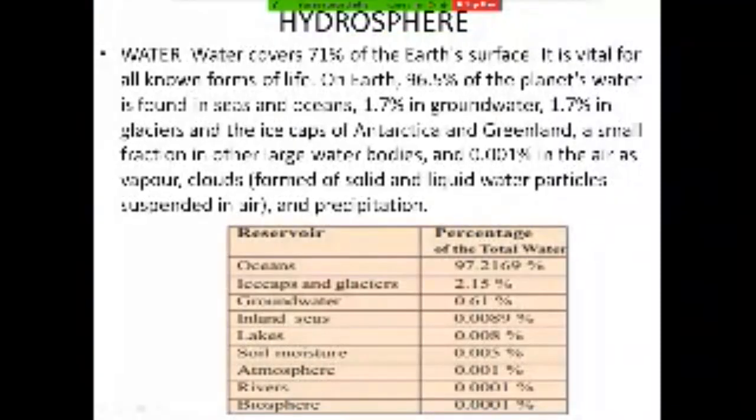Now coming to the hydrosphere. As we have learned, hydro means water. How is the earth covered by water? 71% of the earth's surface is covered with water. Only 29% of the earth's surface is covered with land, and that 29% of the land is again divided into seven continents. And this 71% of water is again divided into five important oceans.